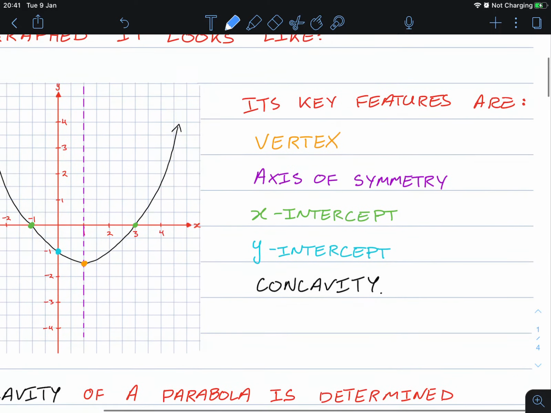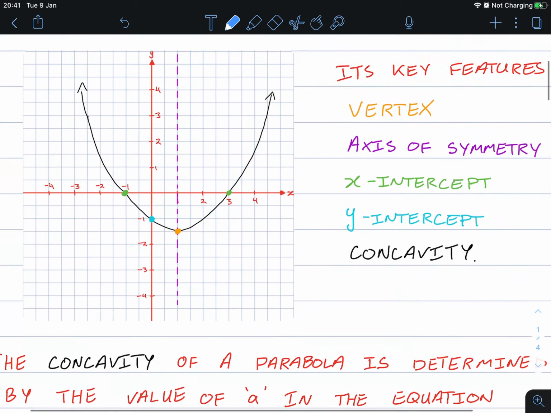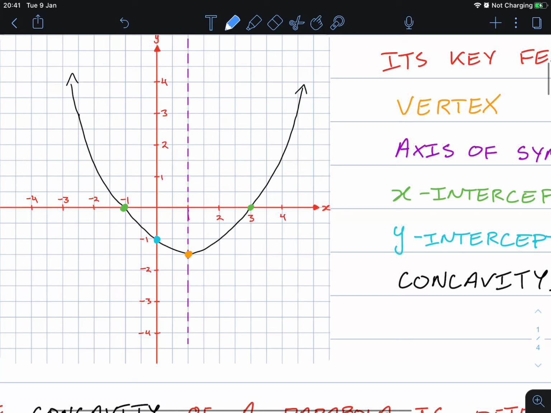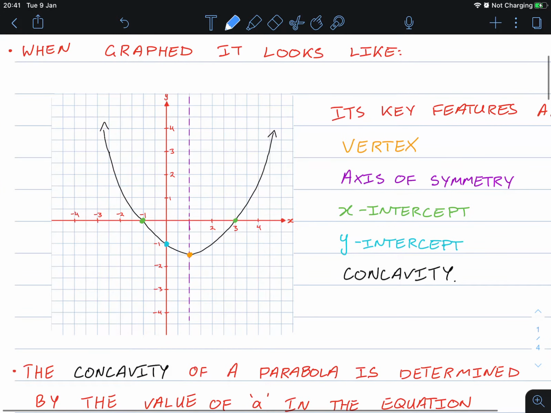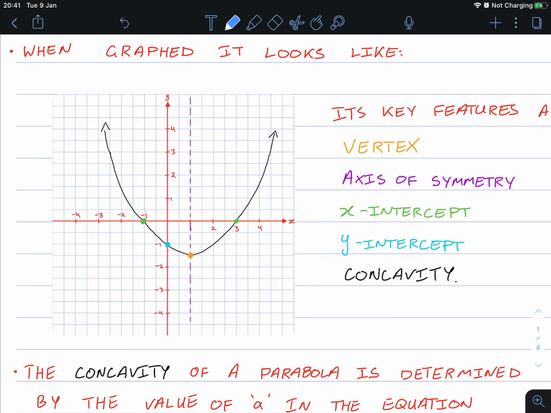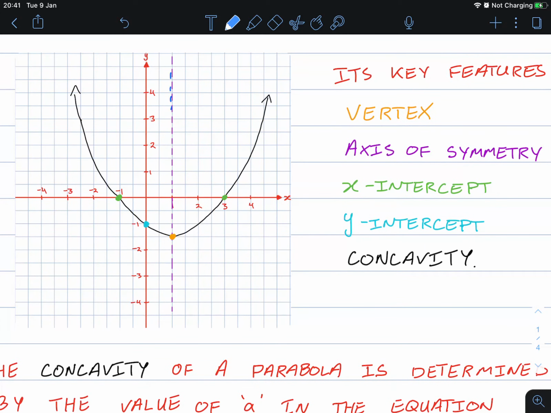Its key features that we need to know are the vertex. I've marked it here in orange. The vertex is the highest or lowest point of the parabola. In this case, it's right here. The axis of symmetry is where the vertex is found. In this case, the axis of symmetry is at this point here.